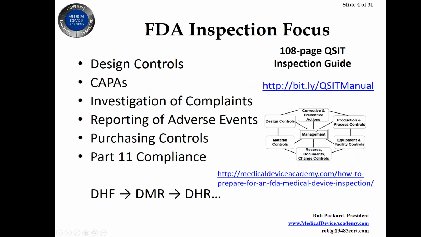these are subsystems, whereas the 4 primary QSIT areas that they're going to look at are CAPA, management systems, design controls, and production process controls. So those are the 4 areas that I expect to see the FDA focusing on.